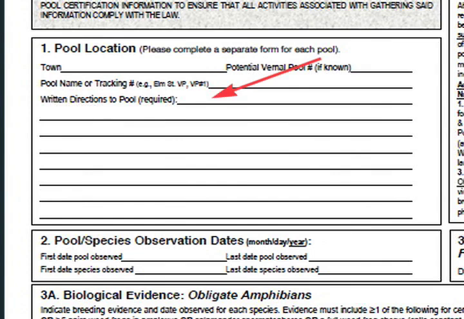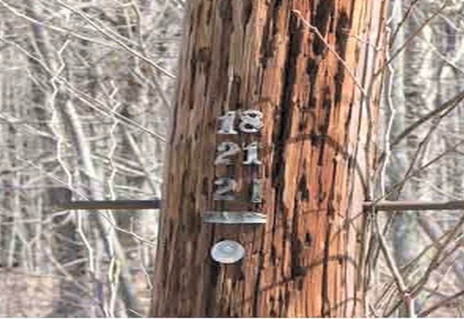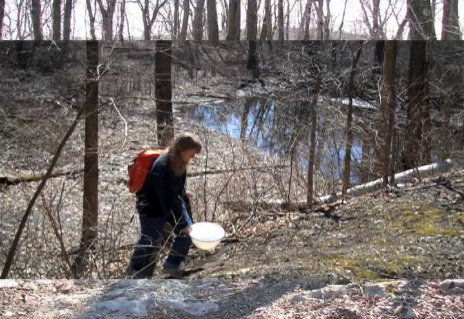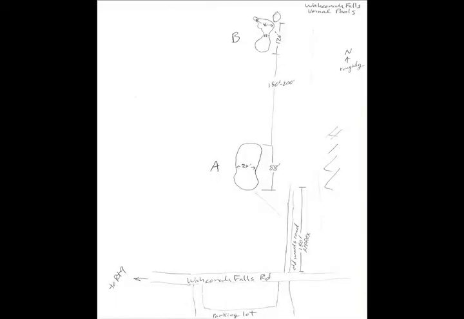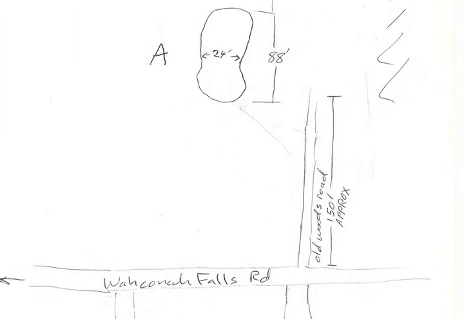Now include written directions to the pool. You will be providing maps, so don't include driving directions here. This is more to help someone find the pool once they've gotten out of the car. Indicate any landmarks that might be helpful. Telephone poles have numbers on them that are unique identifiers. Sometimes that's helpful. Maybe there's a stream crossing and culvert, or a footpath. Make it as easy as possible for someone to find your pool. Include estimated or measured distances if you think they may be necessary.